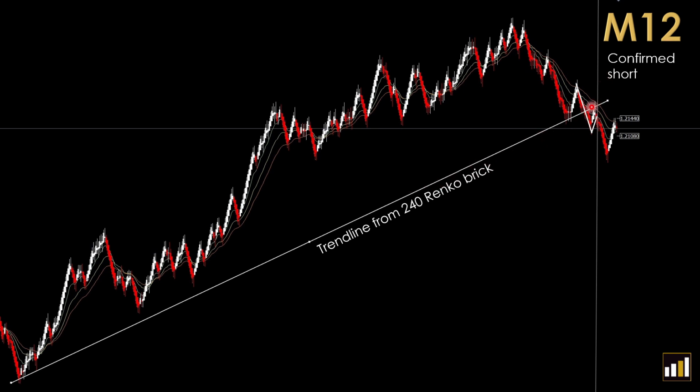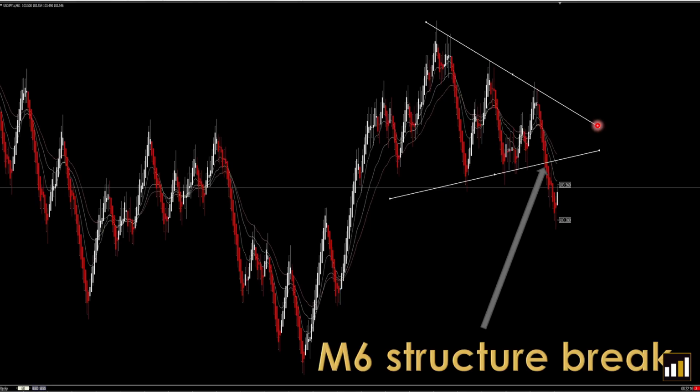Now we are down to M12. There we see the trend line break and the move up. So now we are confirmed short after the retracement, and you get another red brick coming down. So now we are confirmed short. So now you have structure. You're looking for structure now. You want to go short. You found your direction, you found your targets, you have some structure. And in this case, it's a triangle.